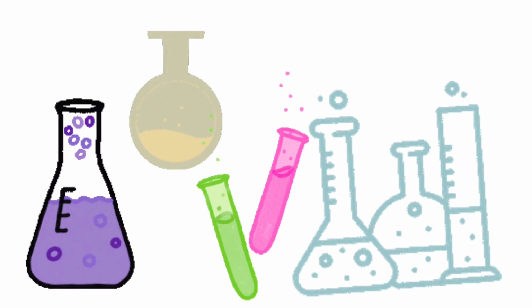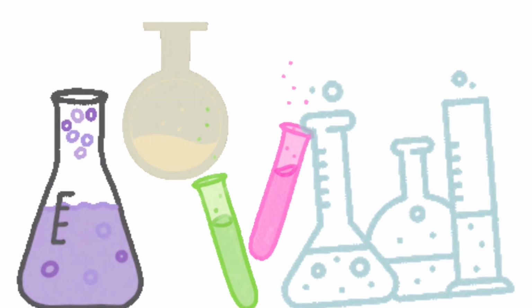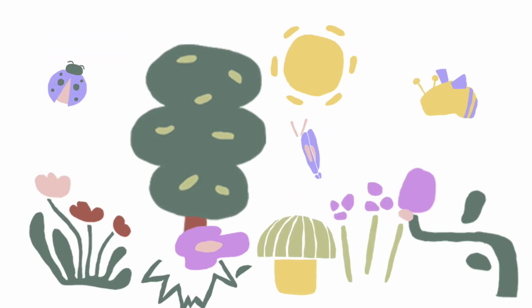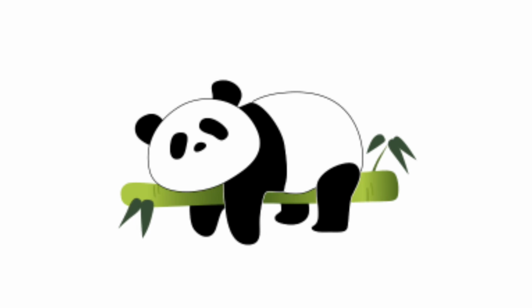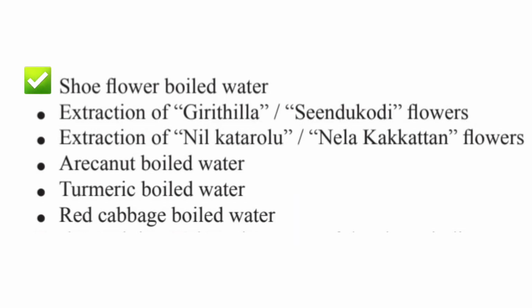Now let us discuss some indicators which can be found in the natural environment. Some of them are shoe flower boiled water, extraction of giritilla flowers, extraction of nilkataralu flowers, arecanut boiled water, turmeric boiled water, and red cabbage boiled water.